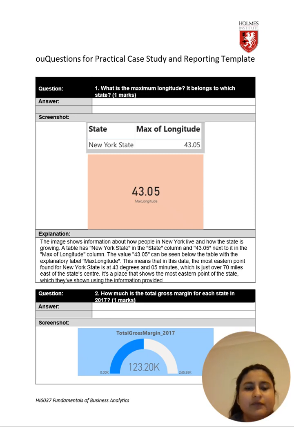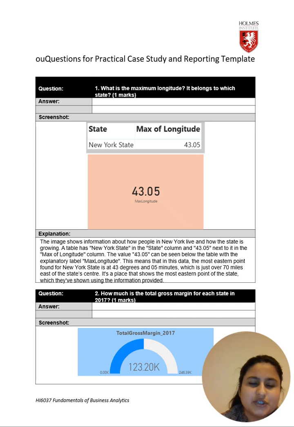Let's begin. First of all, let me just start with question 1. What is the maximum longitude? It belongs to which state? There is a screenshot that I have attached that shows state and max of longitude. The state is New York State, max of longitude is 43.05.